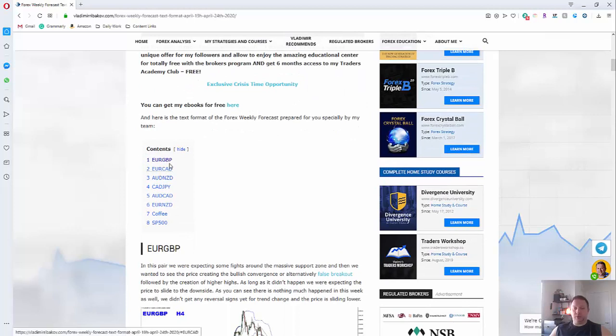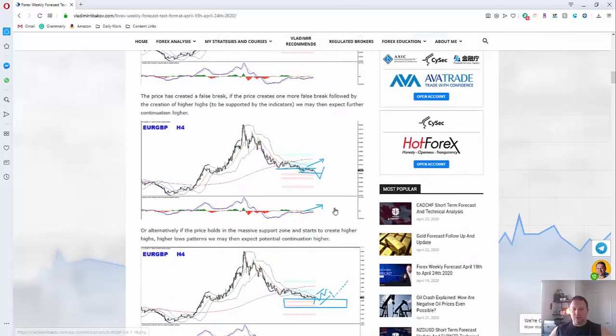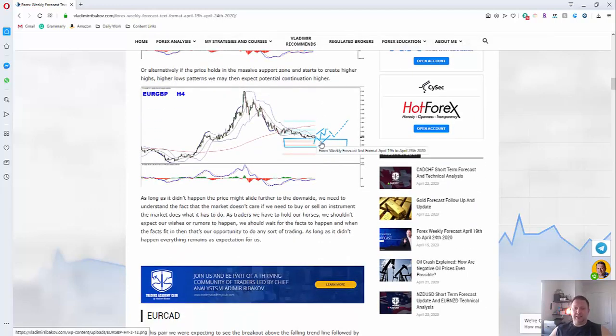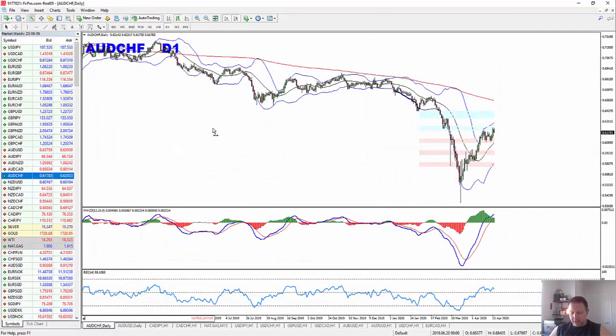So these are the instruments we were talking about in the previous week, and let's go over them, and I will also share the new ones I have for the coming week. First ones, we were following the European pairs. The Euro Pound, we wanted to see a false breakout, a divergence, and ideally a climb of higher highs, higher lows to define the bullish trend is here.